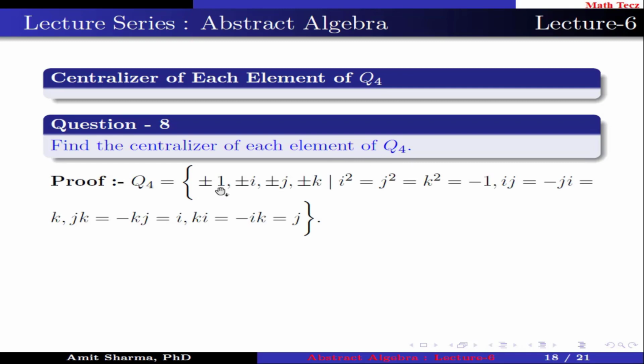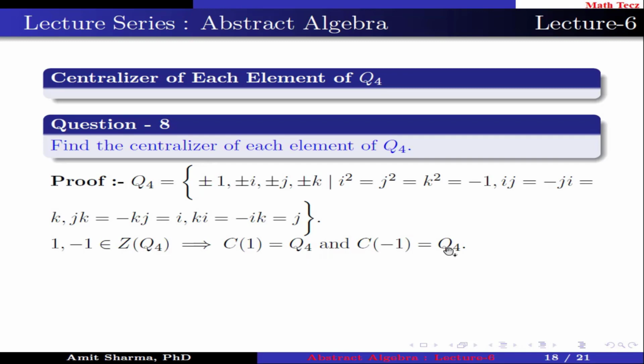Q4 contains the elements plus minus 1, plus minus i, plus minus j, plus minus k, such that i squared equals j squared equals k squared equals minus 1, i into j equals minus j into i, which is equal to k, j into k equals minus k into j, which is equal to i, k into i equals minus i into k, which is equal to j. Since 1 and minus 1 belong to the center of Q4, this implies the centralizer of 1 is Q4 and the centralizer of minus 1 is Q4.